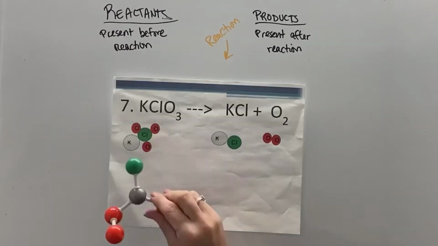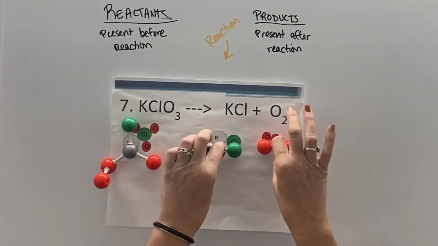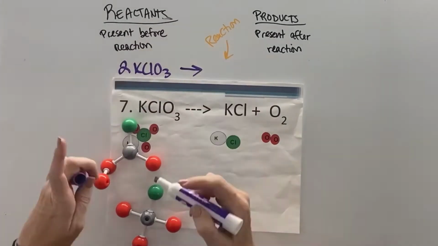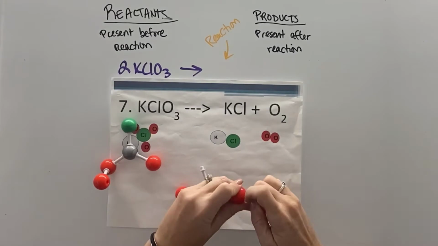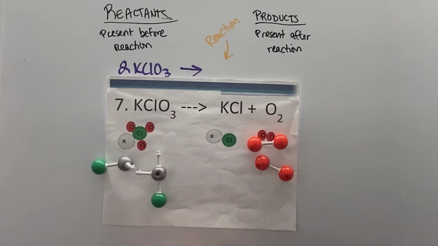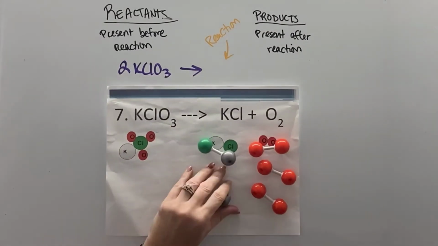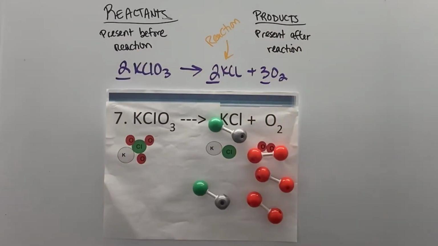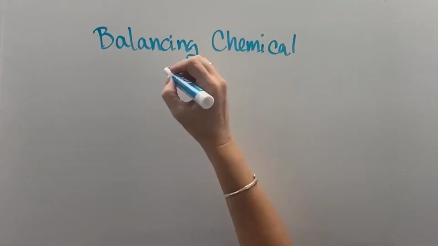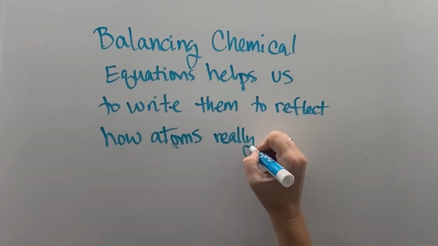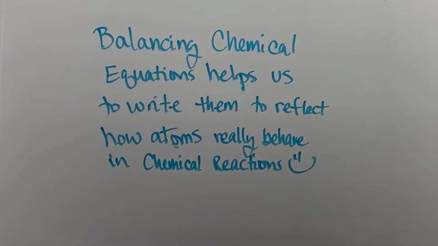So this is really what happens in the chemical reaction. And when we write our balanced equation, it's just reflecting the reality. Again, KClO3, KCl, and O2 do not all exist at the same time in the reaction. 2 potassium chlorates react and rearrange their molecules into 3 oxygen molecules and 2 potassium chloride molecules. And so when we write those coefficients, it's just showing us the reality of what took place. The balancing of the chemical equations helps us to write them to reflect how the atoms really behave in chemical reactions. So we're not making anything up. We're just reflecting the true reality of what happened.